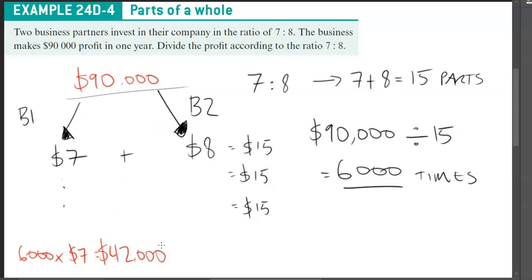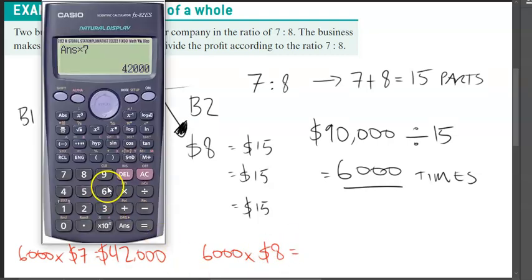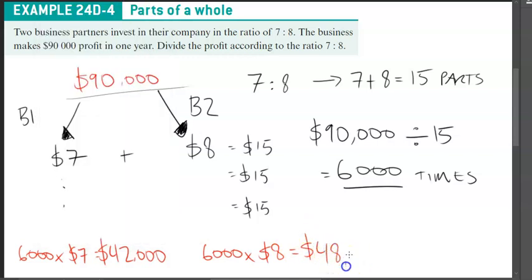Now, like I said initially, I'm expecting business 2 to get more money because they've got one more lot of stocks within the profit. So we're going to get 6,000 multiplied by $8, and let's see what business 2 gets. Times 8, 48,000. So business 2 gets $48,000. Now let's just double check to make sure that this gives us exactly $90,000. 42,000 plus 48,000. Yep, that's $90,000. Check. So we've distributed out the shares correctly.